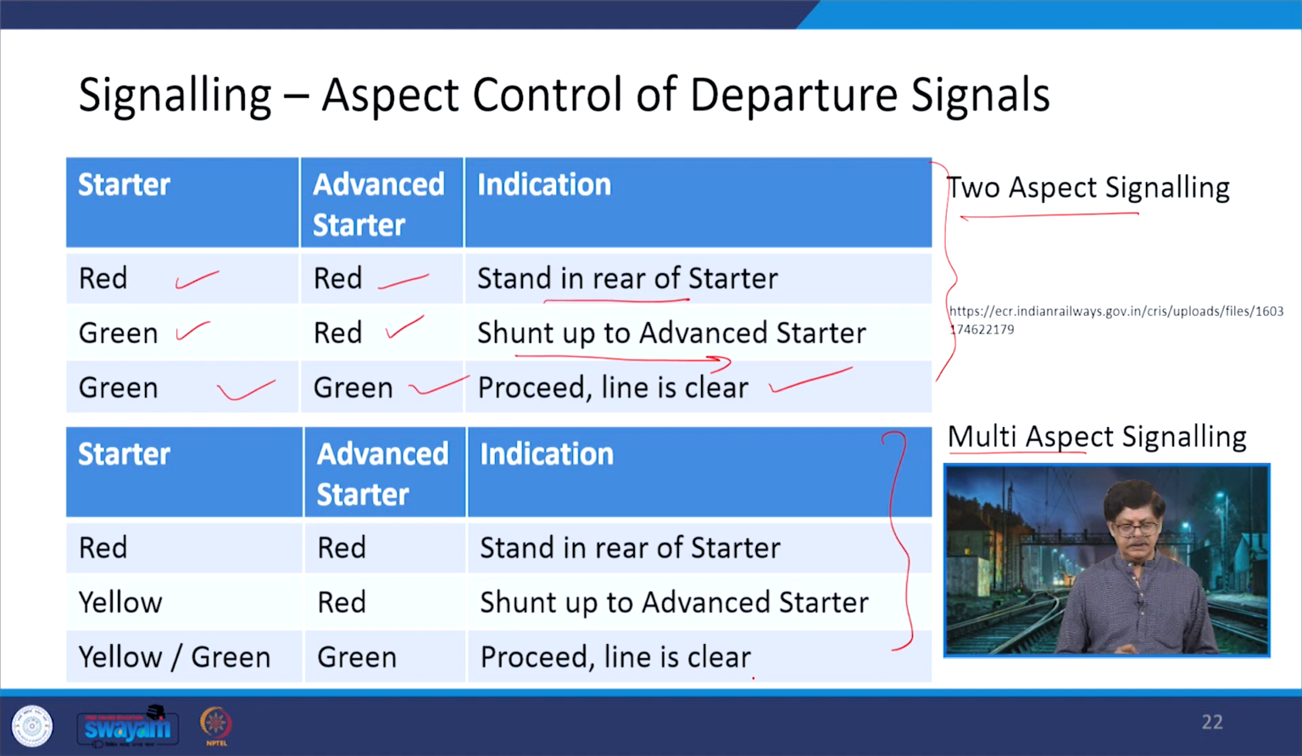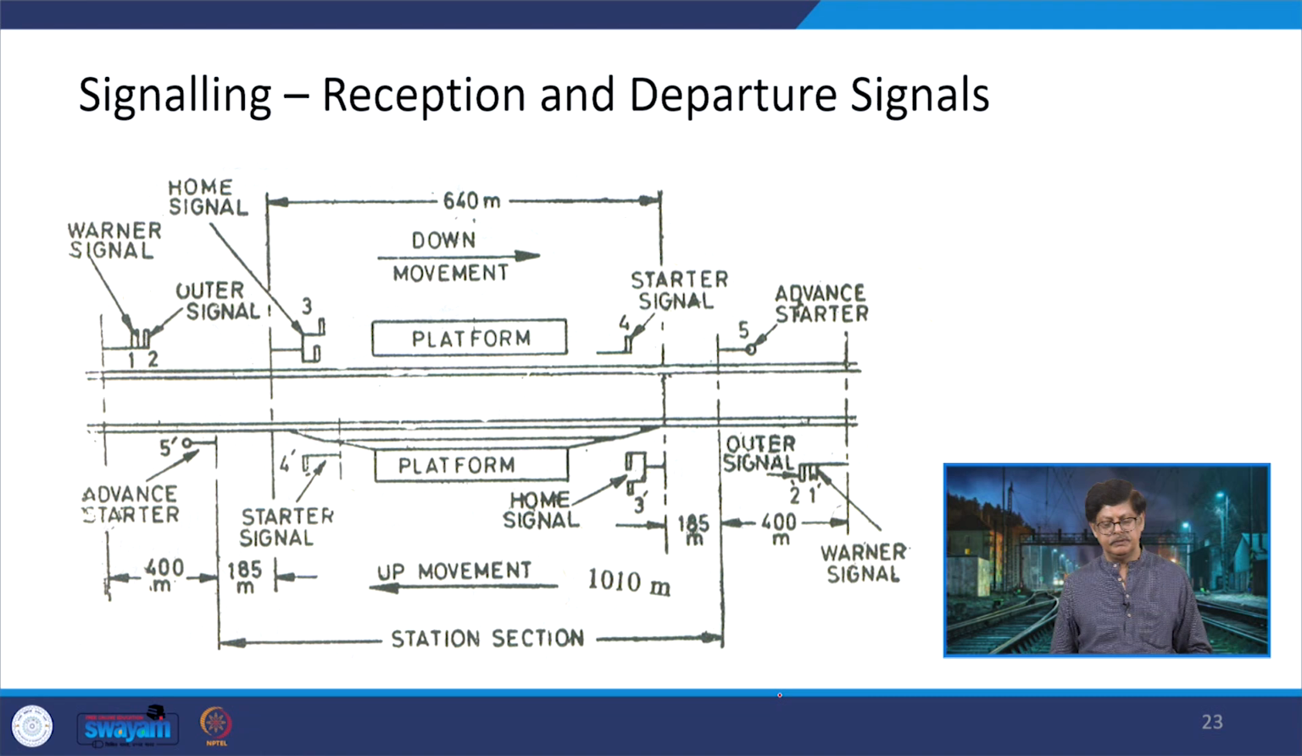In the case of multi aspect, with the starter and advanced starter red and red, stand in the rear of this. Then yellow and red is what will be there. In this case, it is a shunt up to the advanced starter, meaning caution: if you start, go with caution and stop there. And yellow or green and green, then proceed, the line is clear. So, that is how the multi aspect signaling can be there.